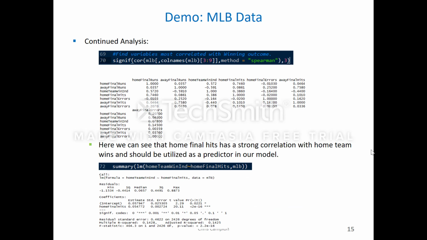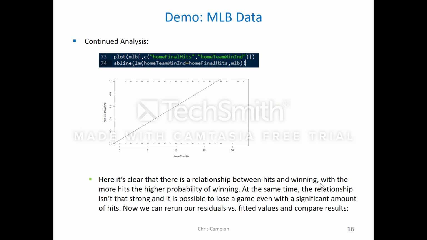So with that, I wanted to look at the actual correlation of all of the variables compared to home team winning. And it was clear that home team final hits had a strong correlation with the team wins, and that should be utilized as a predictor in our model. So plugging home team winning indicator with home final hits, I'm now getting stronger R-squareds, 14%, showing you that there's an actual relationship there. It's not the strongest, but at the same time, yes, a relationship does exist between the two.